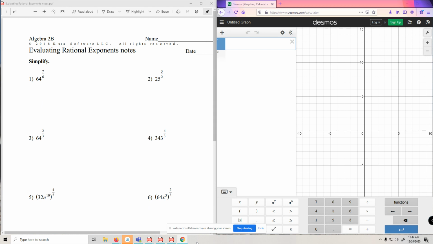Number 1 is 64 to the 7 over 6 power. If you think back to the last lesson, that means the same thing as 64. 6 is the type of root, and 7 is the exponent. So taking the 6th root of 64 and then raising that to the 7th power. Most people do not do 6th roots in their head. Most people do not do 7th powers in their head.